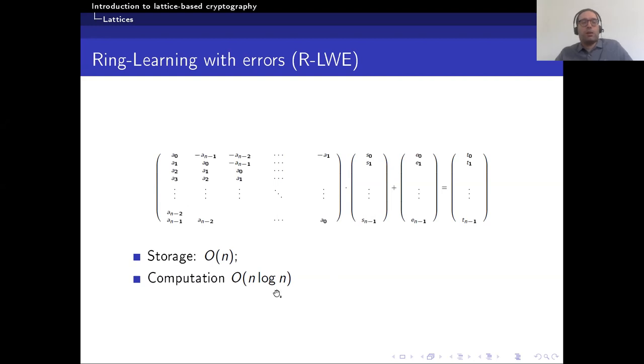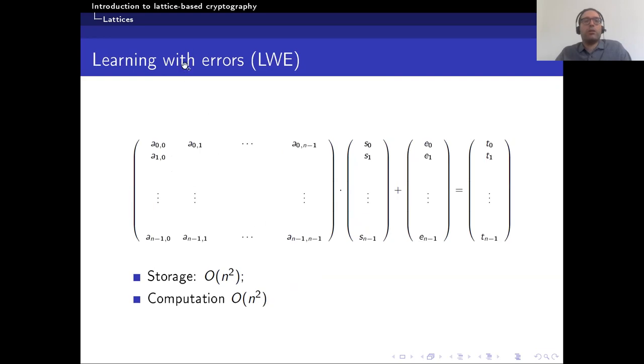So suppose that n is equal to 256. Using this approach results in saving almost 97% of the computation. Therefore, you have only 3% of the complexity compared to the general learning with errors approach.